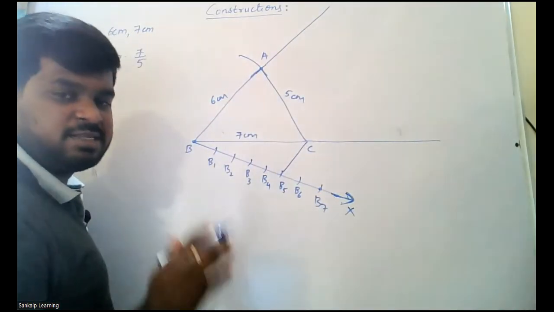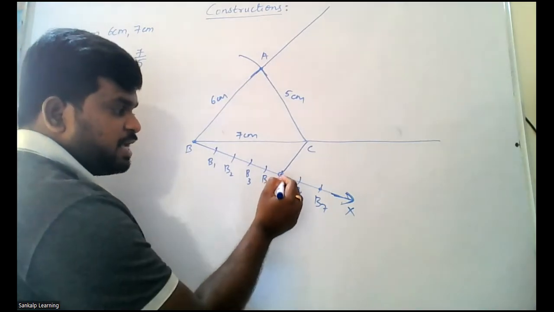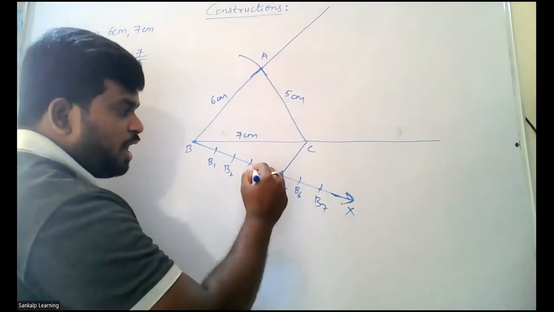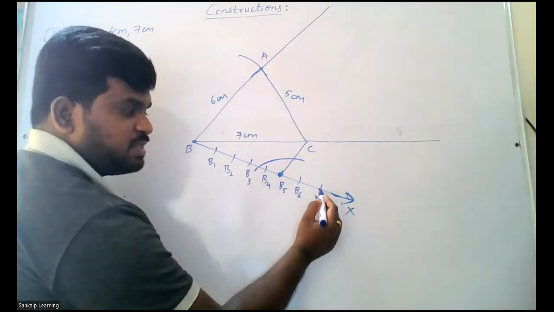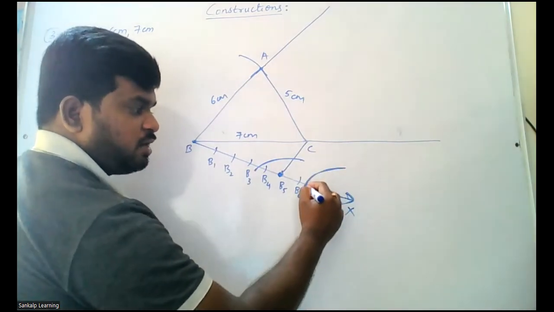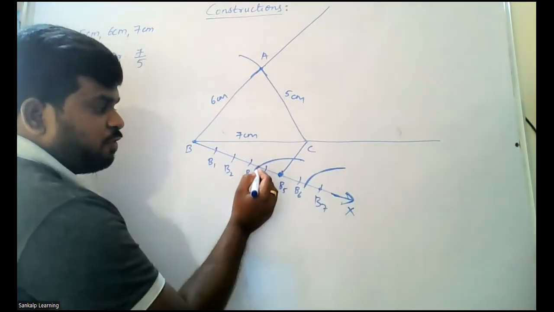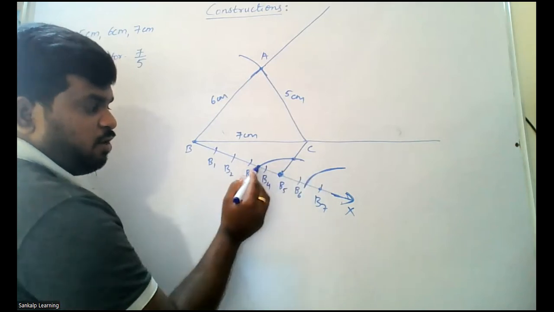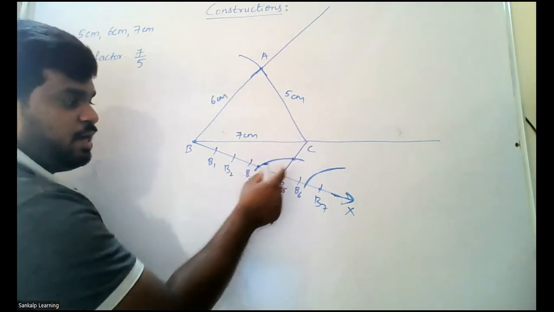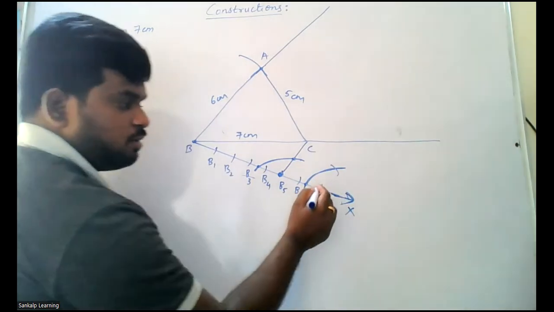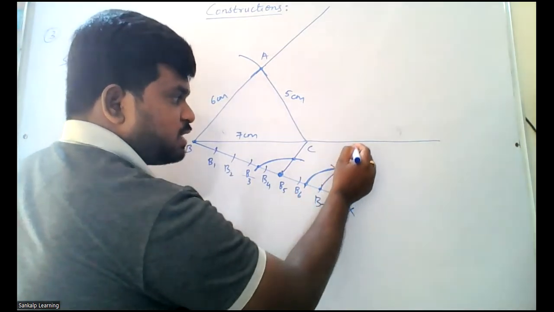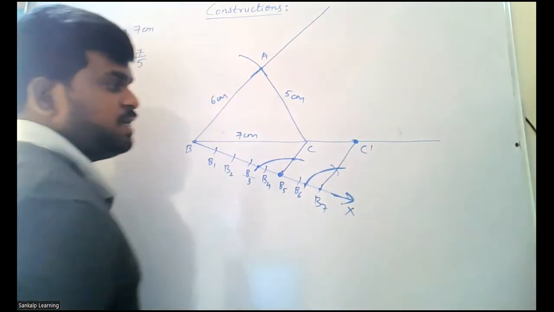How do we draw a parallel? Same procedure. Take this as the center. Draw an arc such that it cuts both the lines like this. Now with B7 as the center, draw an arc with the same measurement. Now take this measurement like this. Now from this point, cut an arc. Now join this and extend. This new point will be C dash.